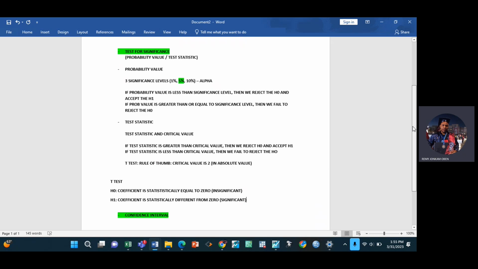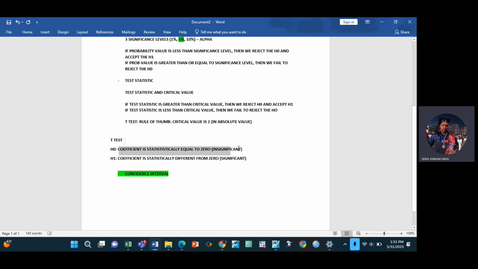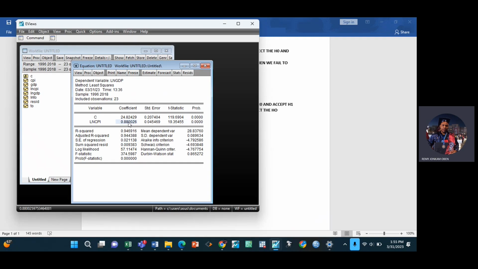Okay. So the null hypothesis is that the coefficient is statistically equal to 0, which means it is statistically insignificant. And the alternative hypothesis is that the coefficient is statistically different from 0, which means it is statistically significant. We are performing the test. This coefficient is 0.88. Mathematically, it is different from 0, right? But in econometrics, in statistics, we are not interested in mathematics, but in statistics. You can be mathematically different from 0 but not statistically different from 0. Of course, 0.88 is different from 0 mathematically, but we are trying to check if this 0.88 is statistically equal to or different from 0.